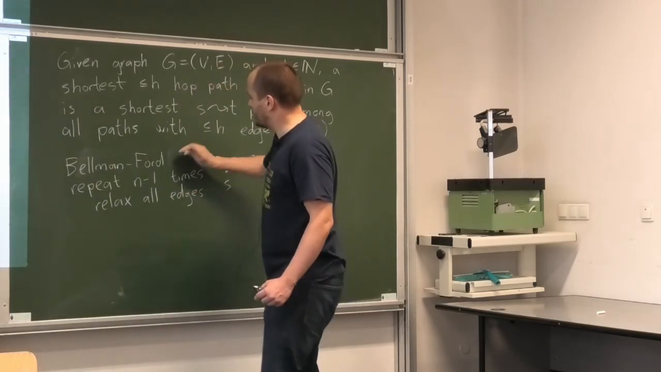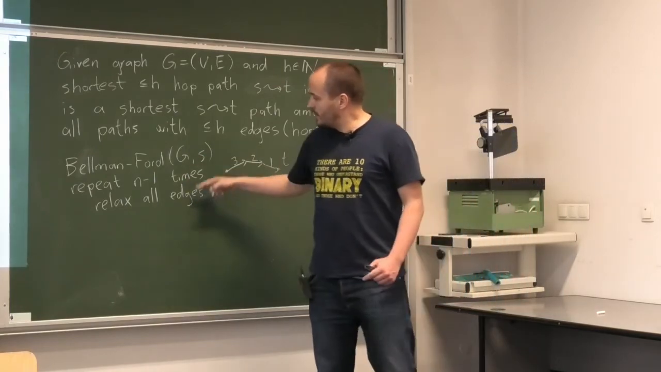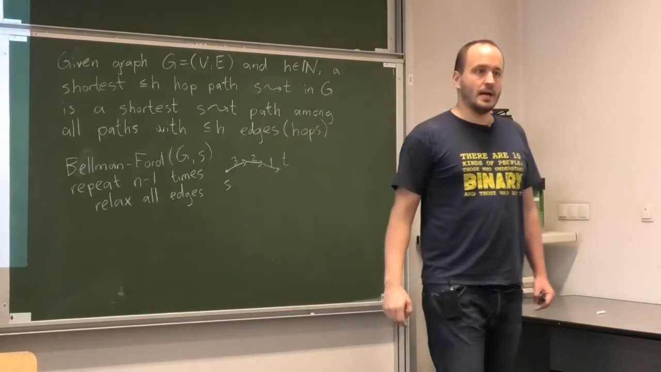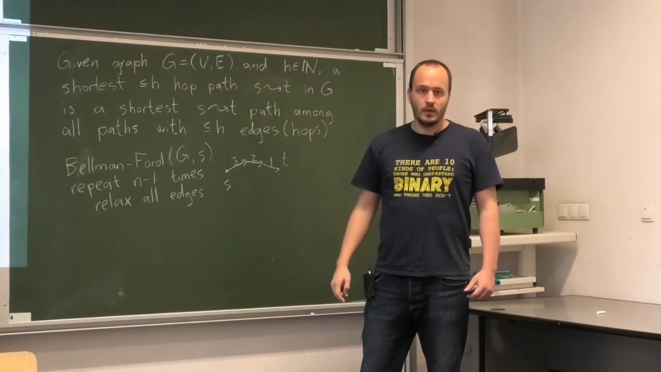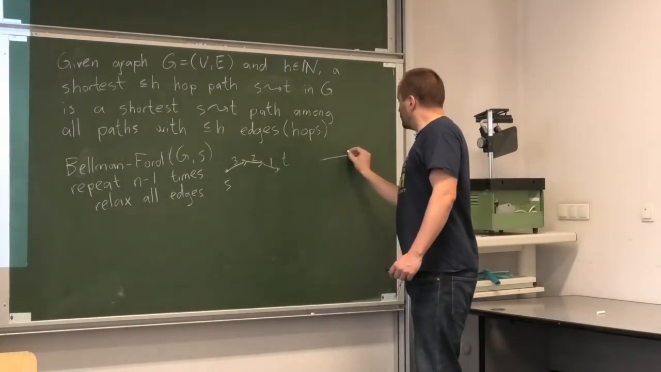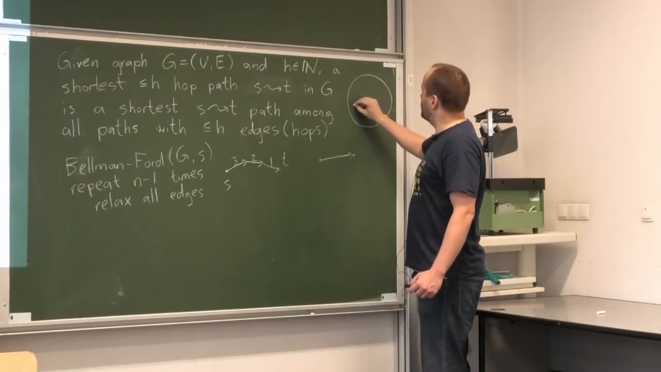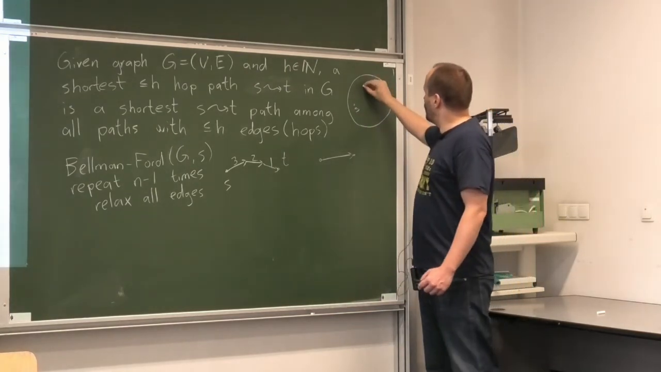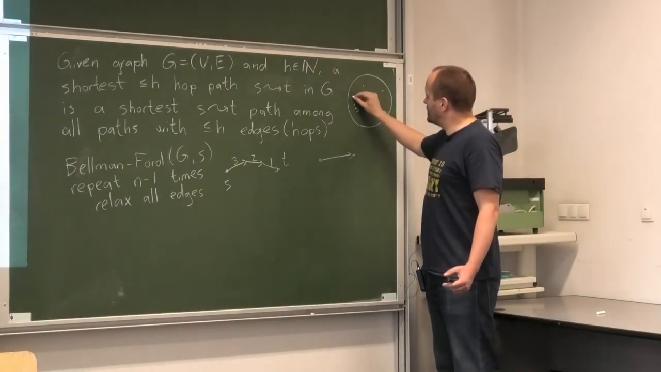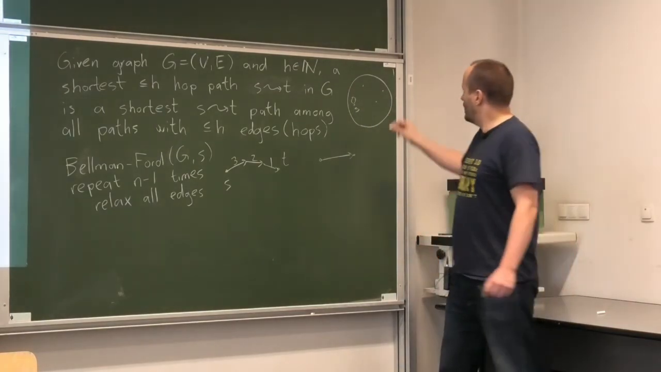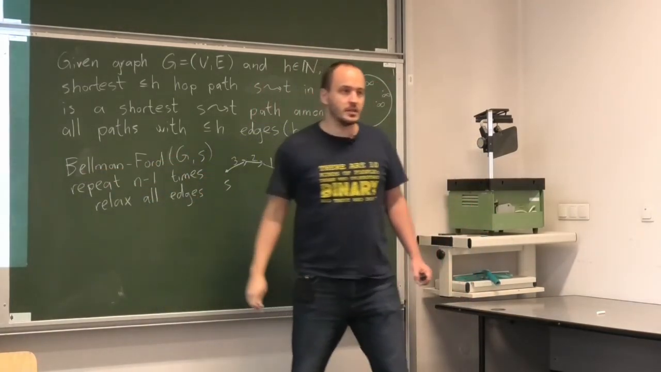So as input we have a graph G and a starting vertex S. If you run this algorithm here, then you will find a shortest path tree from S. You will find shortest paths from S to all the vertices. Could you recall what it means to relax all edges? So we also have an initialization step, so let me draw that here. We have our S vertex and then we have all the other vertices. We have an initialization step where we say we don't know what the distances are, but we just have an estimate. So we say that the distance from S to itself is 0 and the distance to all the others are infinity. That's the initialization step.